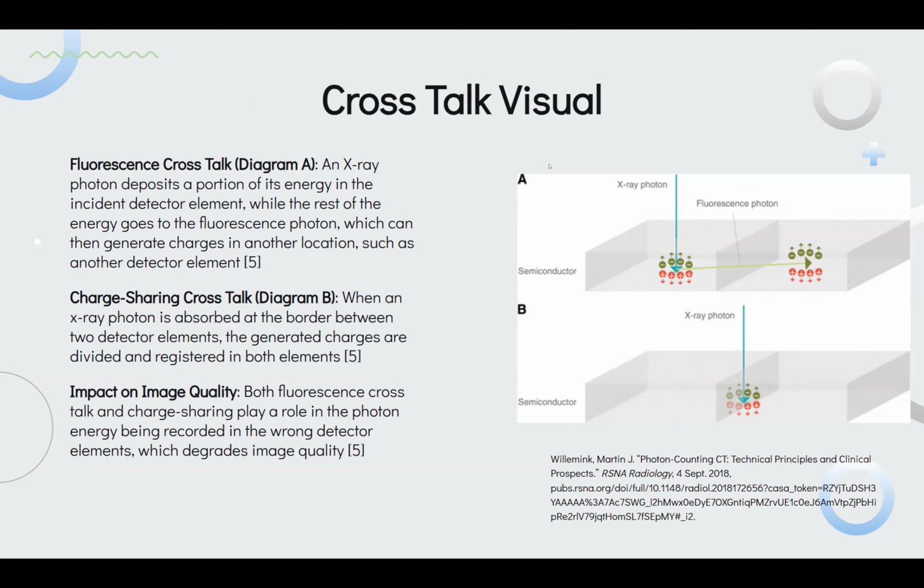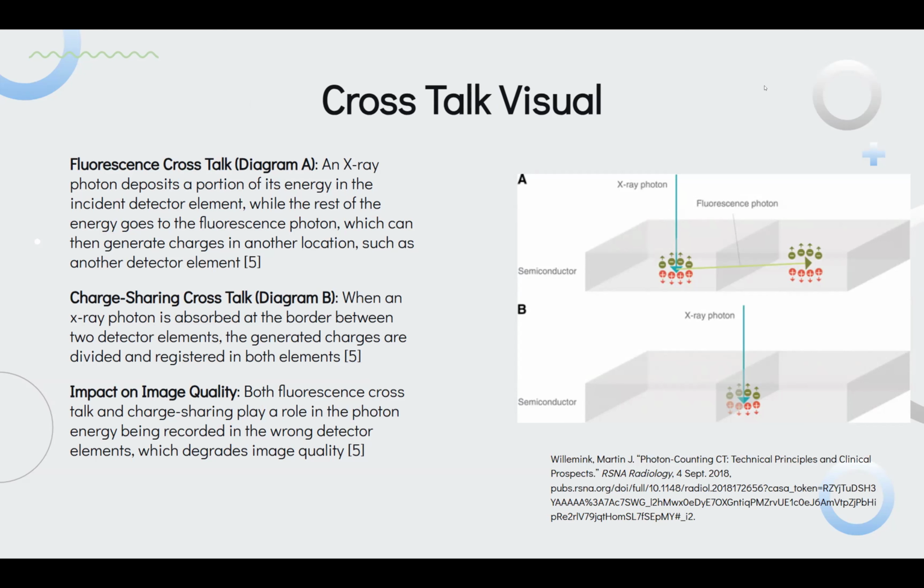So for diagram A, this is an example of fluorescent crosstalk, which is basically when the X-ray photon deposits a portion of its energy in an incident detector element, while the rest of the energy moves over to the fluorescent photon. And this then generates charges at another location, which would be another detector element.